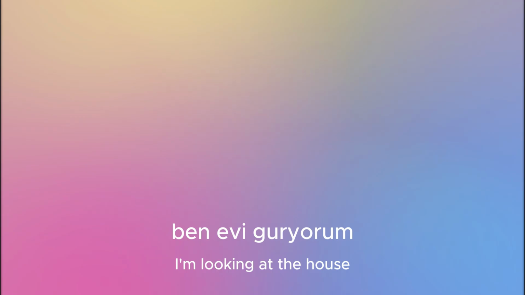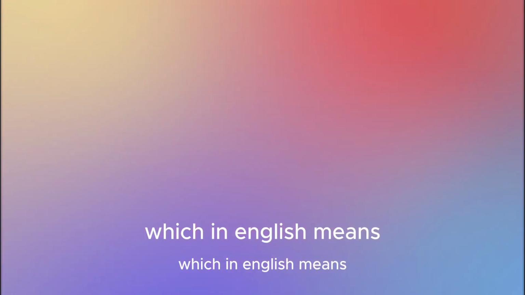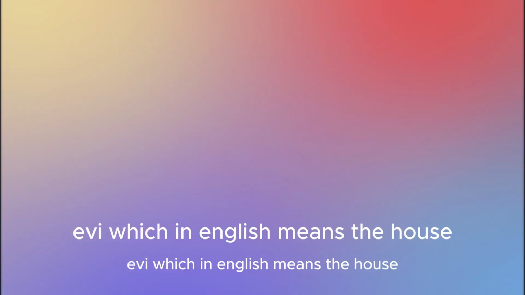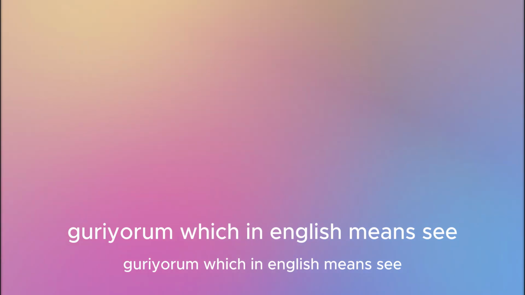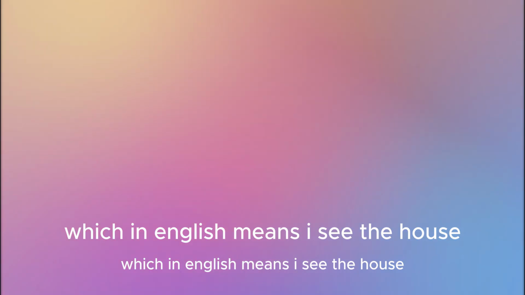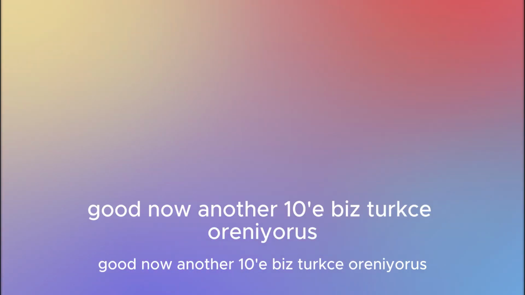Repeat after me. Ben evi görüyorum, which in English means I see the house. Ben, which in English means I. Evi, which in English means the house, object form. Görüyorum, which in English means see. I am seeing. Again. Ben evi görüyorum, which in English means I see the house.